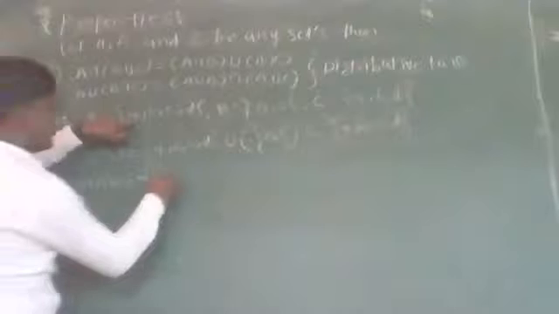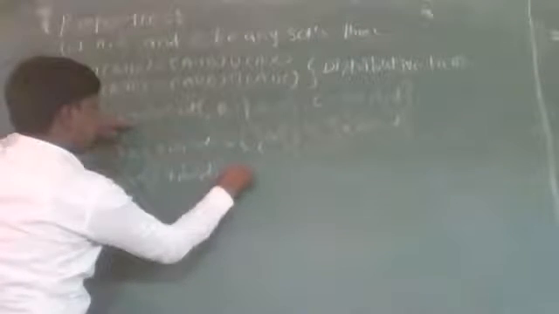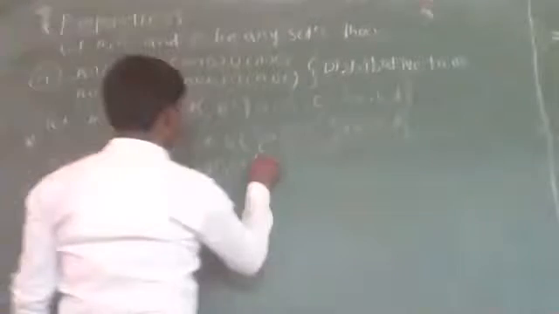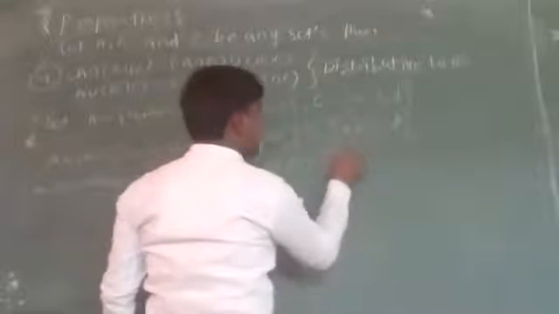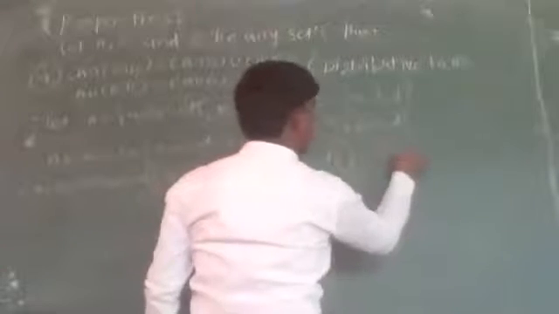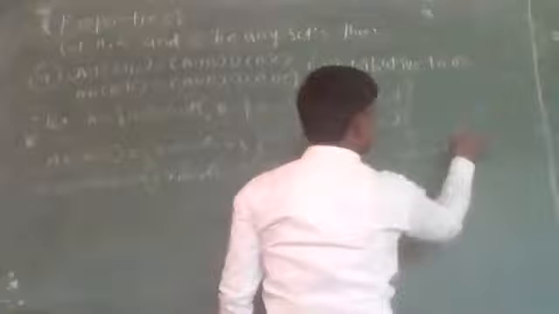Now, the right hand side: A union B intersection A union C. A union B is ABCD. Intersection A union C. A union C is again ABCD. Therefore, the intersection is again ABCD. As the right hand side will be equal, then the left hand side must be equal. Therefore, this one is also true.